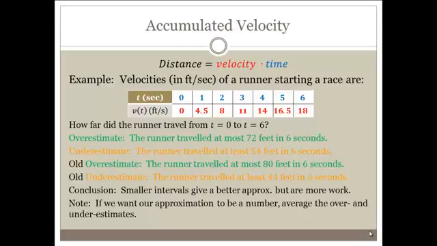Before we close, it is worth noting that sometimes we want our approximation to be a number rather than a range of numbers. At this point, the best approximation that we can get is to average the over and under estimates. In this example, we can estimate that our distance traveled is approximately 72 for our overestimate plus 54 for our underestimate over 2, which comes to 63. So our best estimate right now is that the distance traveled was 63 feet.